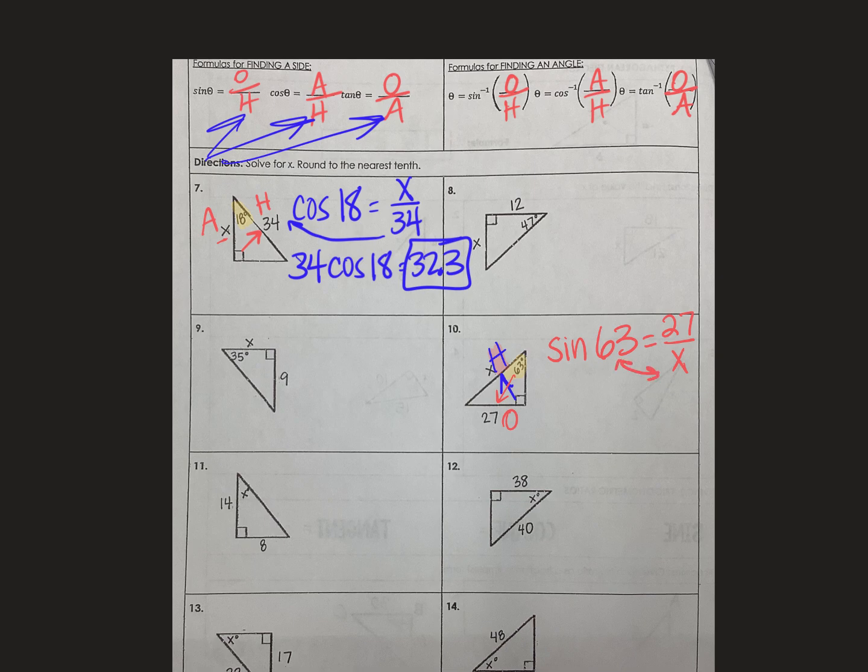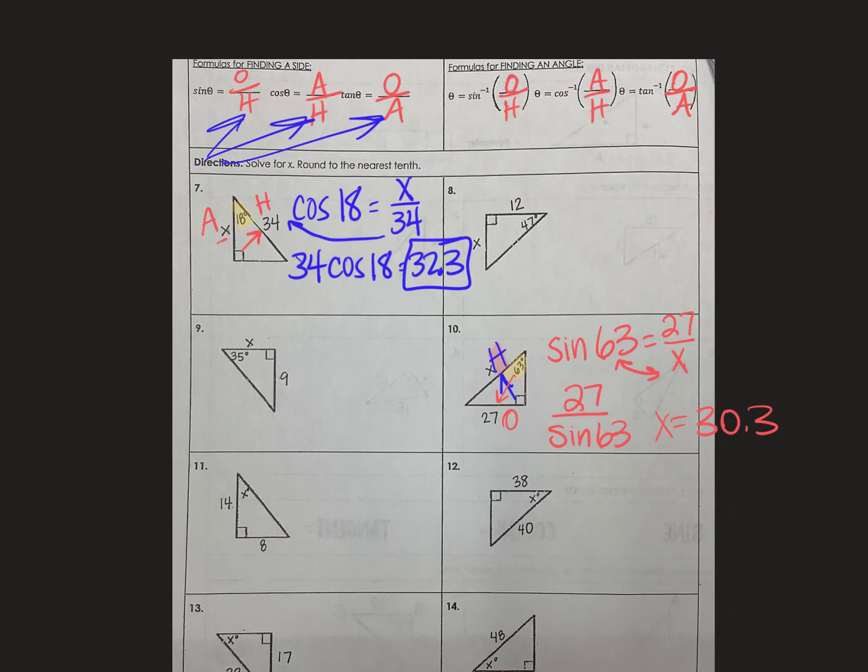So in your calculator, as a fraction, using your alpha x, you're going to put 27 over sine 63. Enter that as alpha x, a fraction, 27 over sine 63. And when you do that, you find that x equals 30.3. Okay, in both of these, we were looking for a side. Our x was a side.